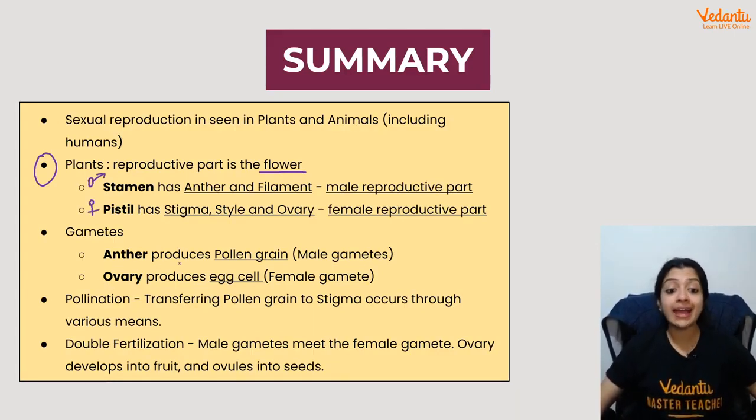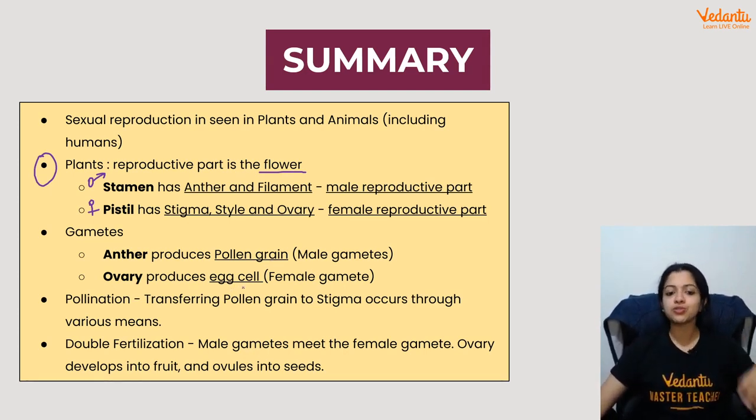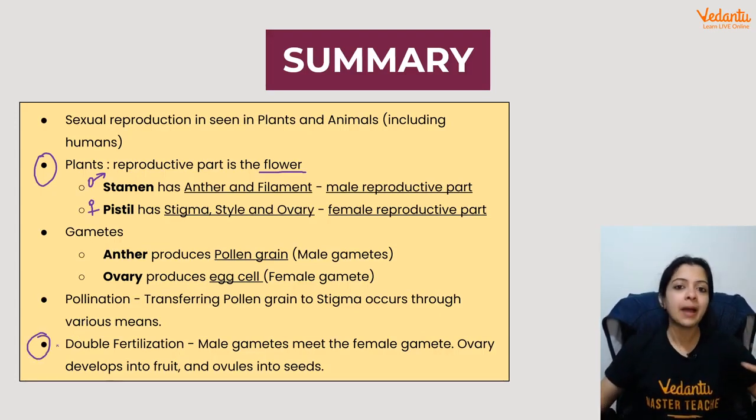Gametes, what would they be? The anther produces pollen grain, which contains the male gametes. The ovaries would produce the egg cell, which is the female gamete. Pollination is the transfer of pollen grain to the stigma through various means. And after this, there would be double fertilization.